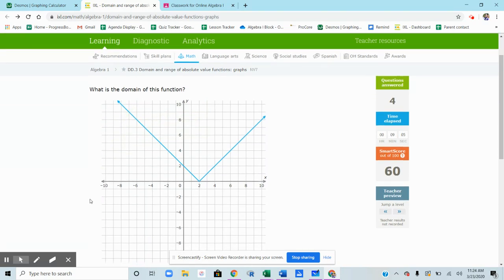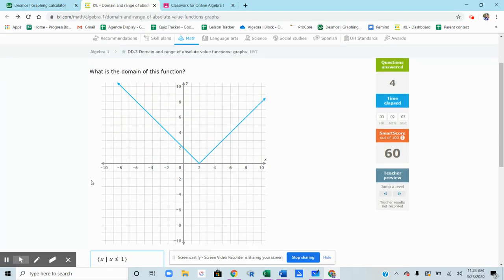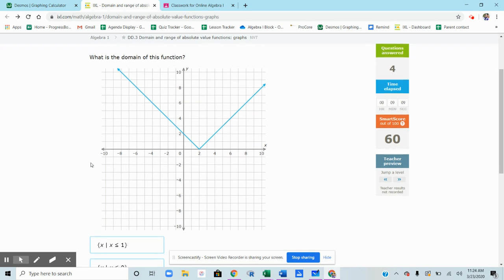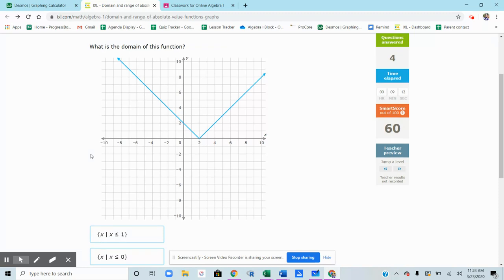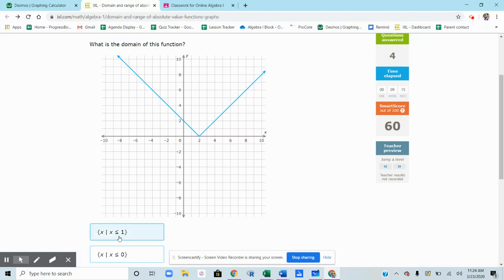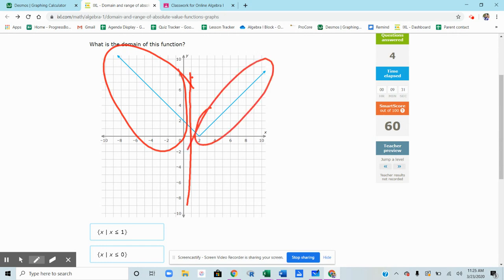We'll come back and look at domain again. Remember, domain is x. So how far left does this graph go? And how far right does this graph go? This one says that x has to be less than or equal to 1. If that was true, we'd be looking just at this part of the graph. But that's not true because we have this portion over here.